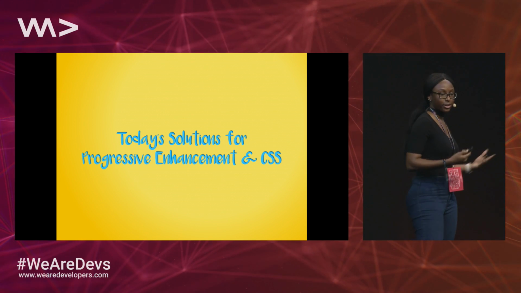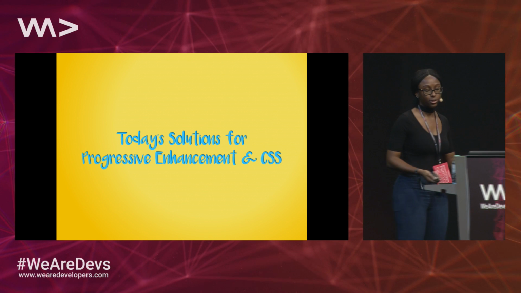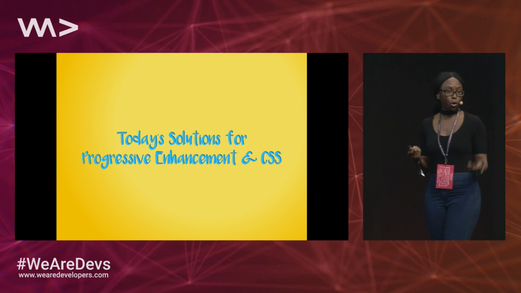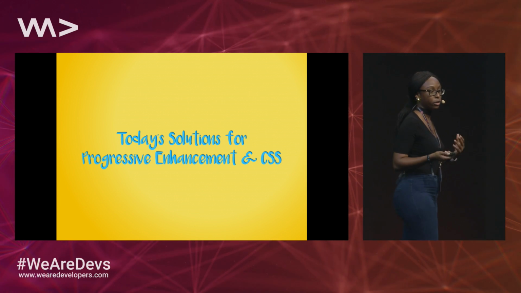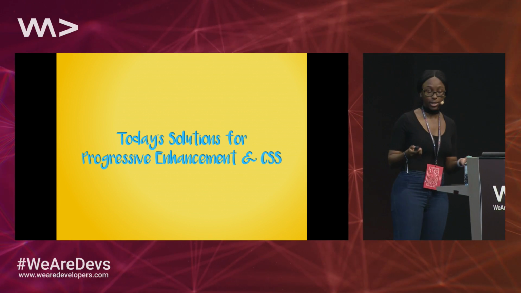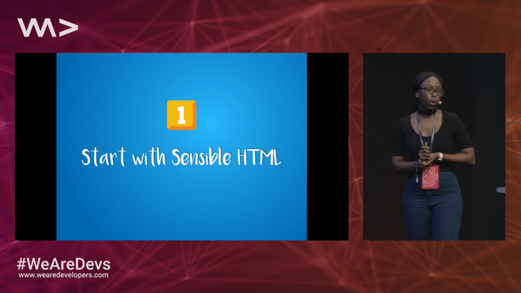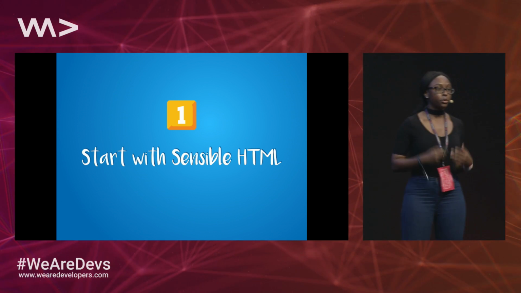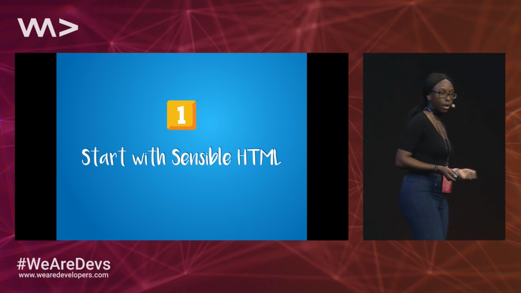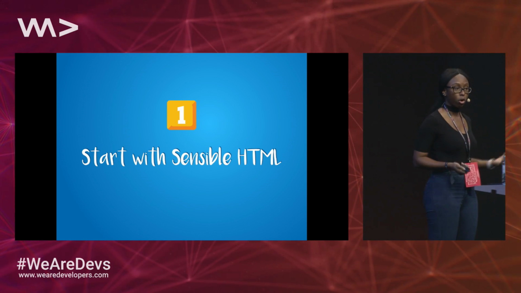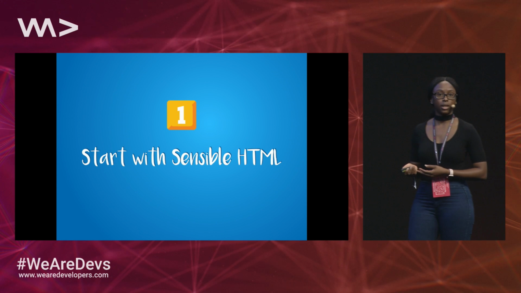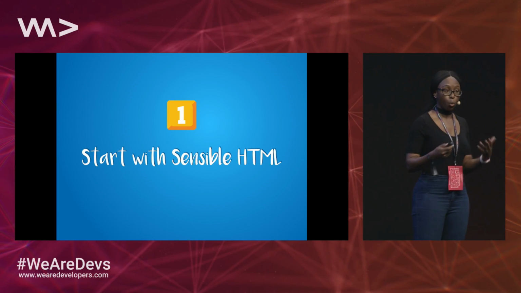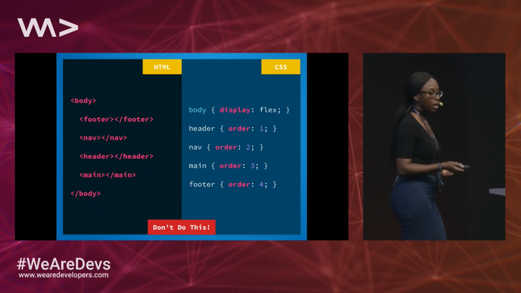But there's hope. We can do a few things about this. So now I'm just going to go over a few of the modern and historic solutions that we can use for progressive enhancement in CSS. So number 1 is obviously to start with sensible HTML. As I mentioned, HTML is the core of everything. So the ultimate progressive enhancement for CSS is to make sure your site just works without CSS at all.